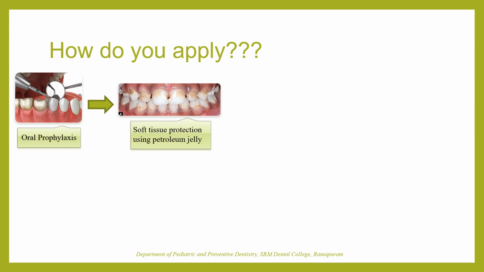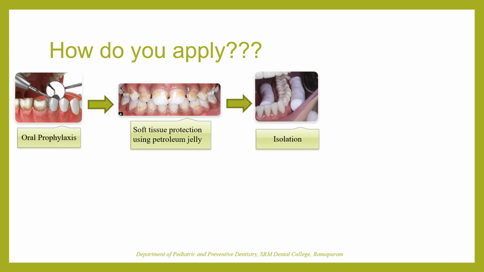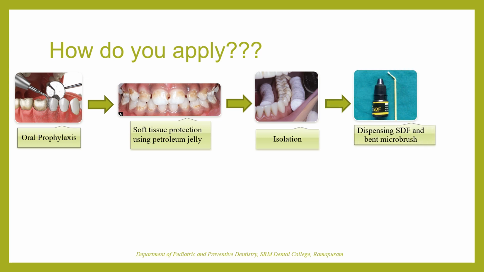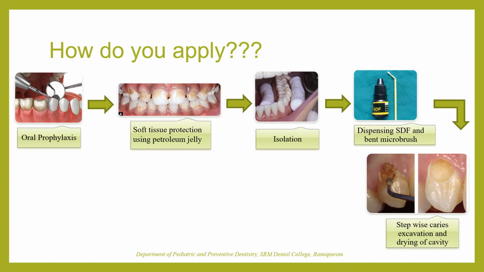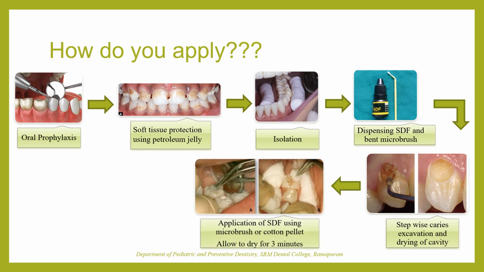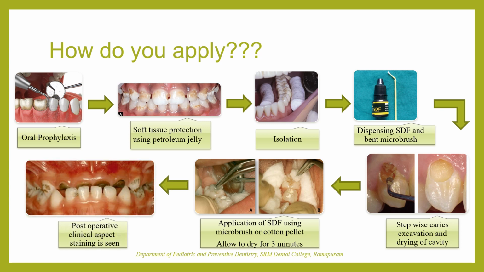The areas to be treated are isolated with cotton rolls or alternative methods. Then dispense the SDF in a dappen dish, and a bent microbrush can be kept ready for the application of SDF. Not more than one drop of SDF should be used. This one drop is effective to treat 5 to 6 teeth. Then soft caries can be excavated stepwise and the lesion dried gently with compressed air. Apply SDF only onto the affected surfaces and excess can be removed with gauze or cotton pellets. This is how it looks after the application of the SDF.